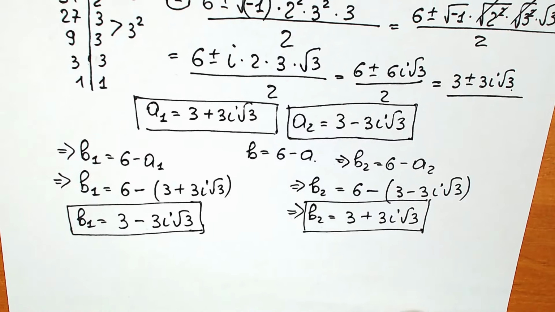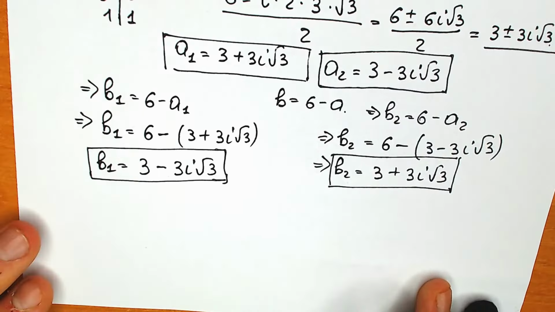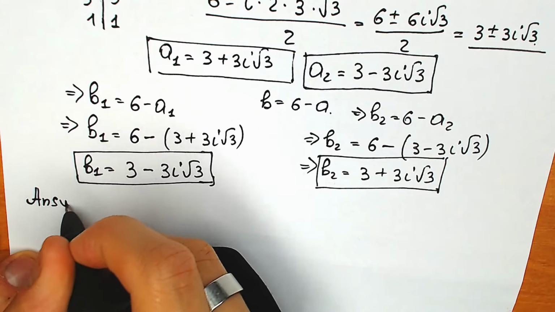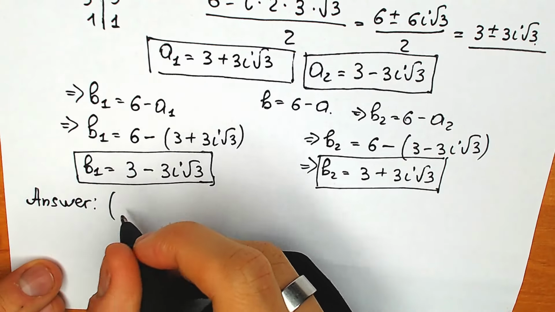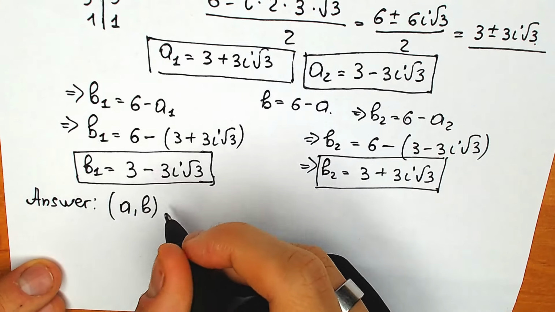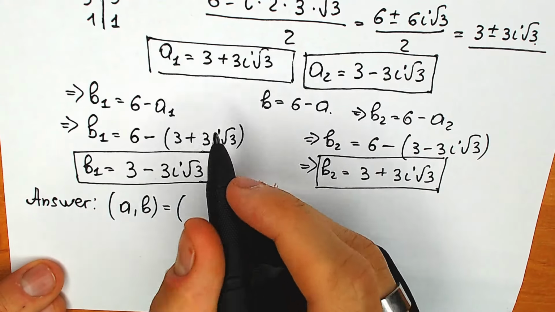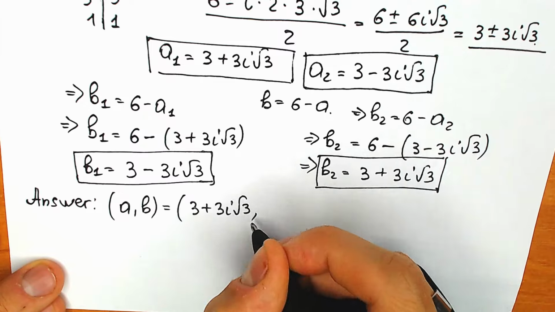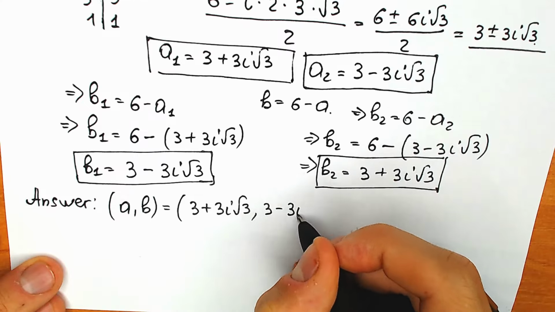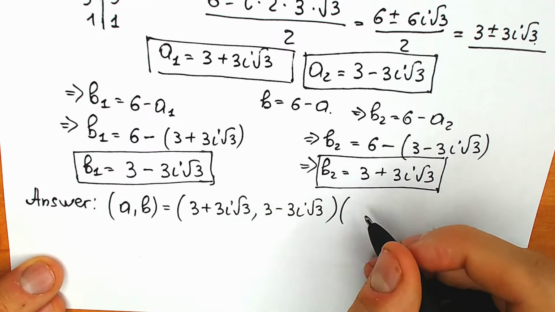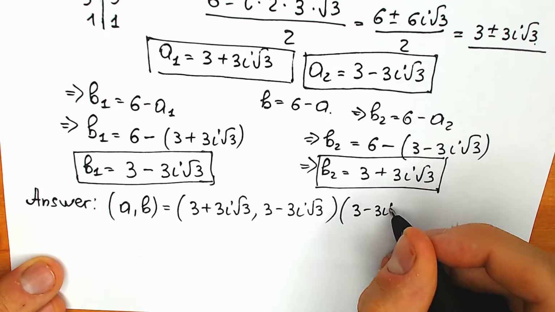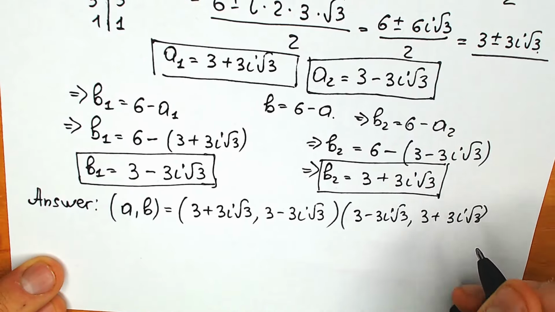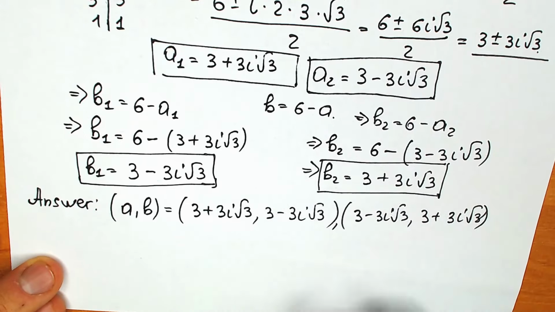Right now, let's write our final answer. Let's group it in one line right here, and let's check this root. So let's start from here because it will be a long line. So we have our answer. Our pairs a and b, we have two roots. First pair, we have a first, b first: 3 plus 3i square root of 3, and the second, 3 minus 3i square root of 3. And the second pair, 3 minus 3i square root of 3, and 3 plus 3i square root of 3. Really great. And right now, let's check this root real quick.